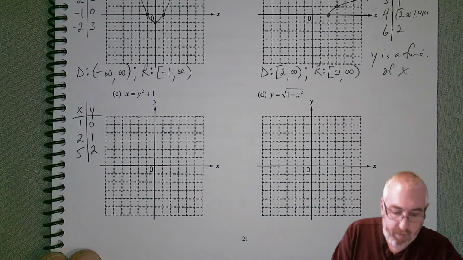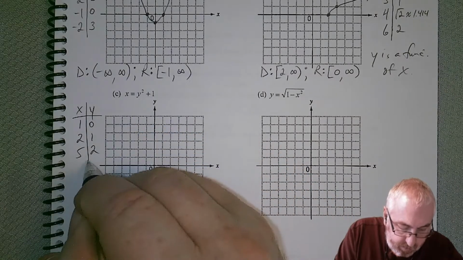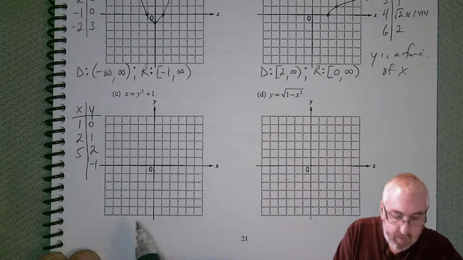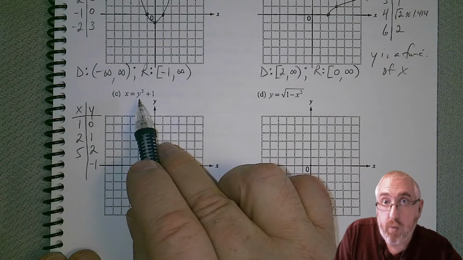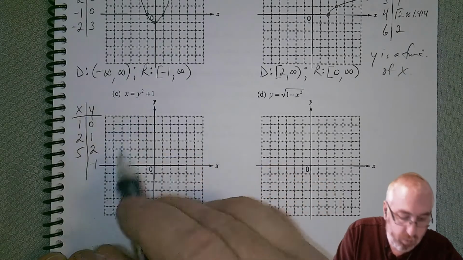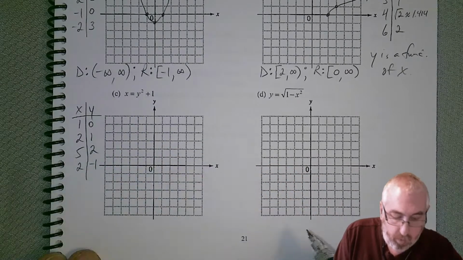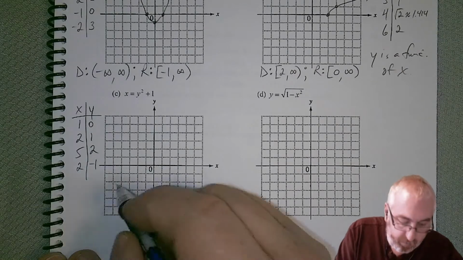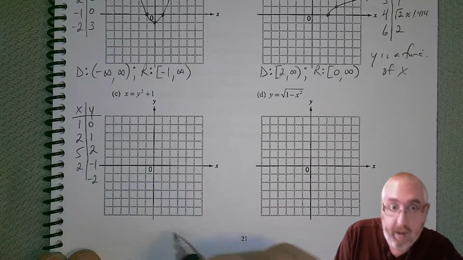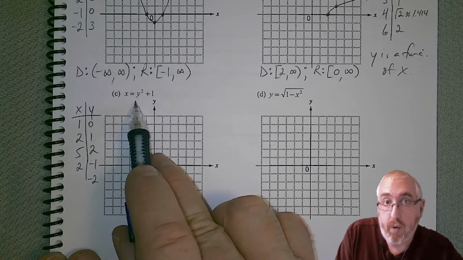All right, let's go in the negatives. Let's try a negative 1. Negative 1 squared is 1, 1 plus 1 is 2, so we got 2 for x. And if we do a negative 2 for y, negative 2 squared is 4, 4 plus 1 is 5.